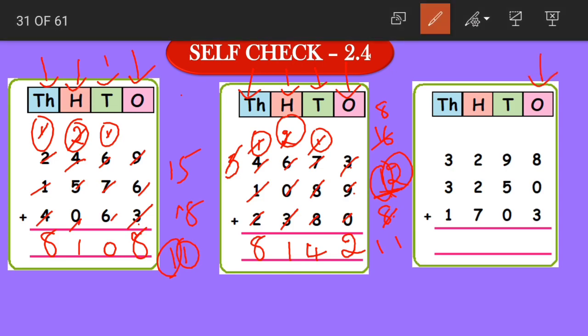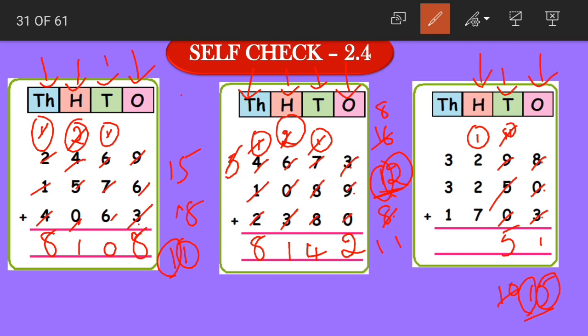In the ones place we have 8, 0, 3. 8 plus 0 becomes 8. Again 8 plus 3 becomes 11. 1 here and the other one carried. In the tens place we have 1 plus 9, 10. 10 plus 5 becomes 15. 15 plus 0 becomes 15 only. So 5 which is in ones place will be written here. 1 which is in tens place will be carried.